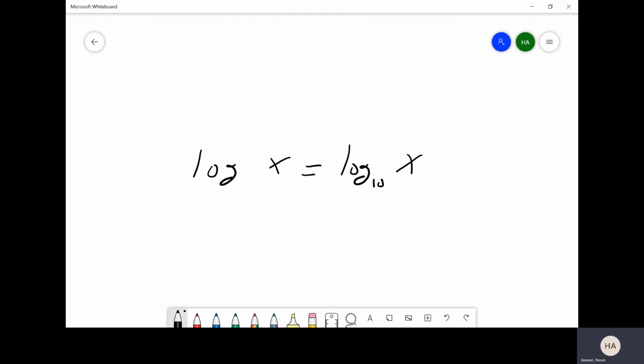So again, this is just to write it out. This is known as the common log. And the reason that I'm going over this one more time is because there is actually one more type of logarithm that we're going to get to in just a second here, and that is called the natural log.